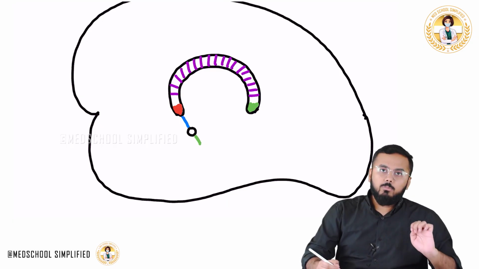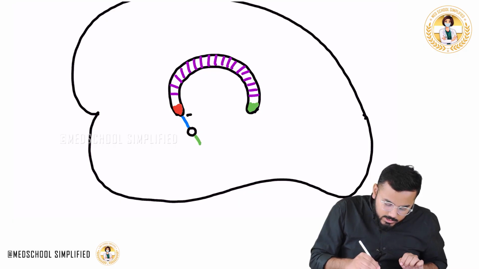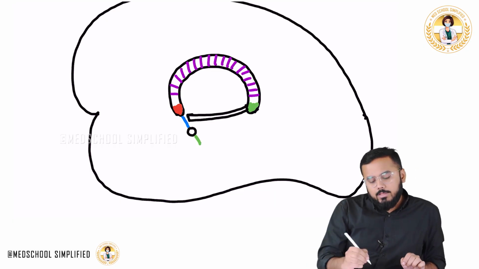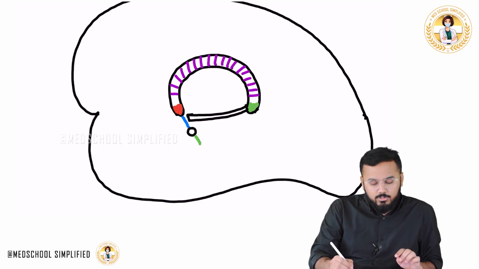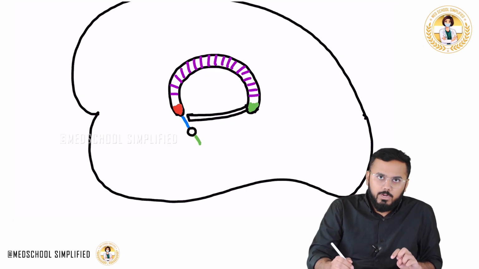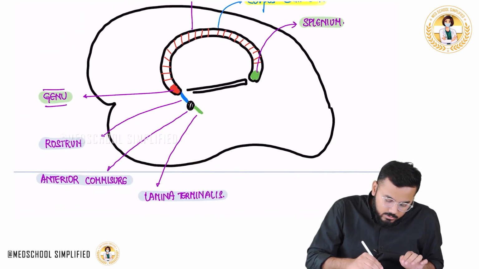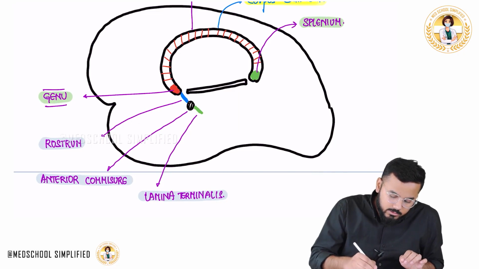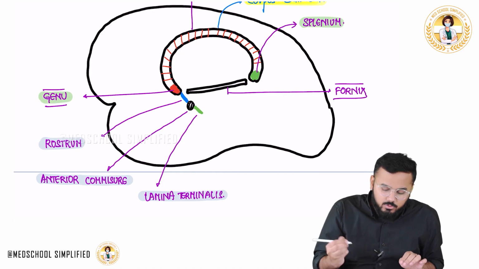Now, one more important structure I have to mention here is that you see there is one structure running all the way down here, right? You see this structure? This structure is called the fornix. This structure which is present between the splenium as well as the genu is called the fornix of the brain. So let me put that structure over here and mention it. This structure over here is called your fornix.